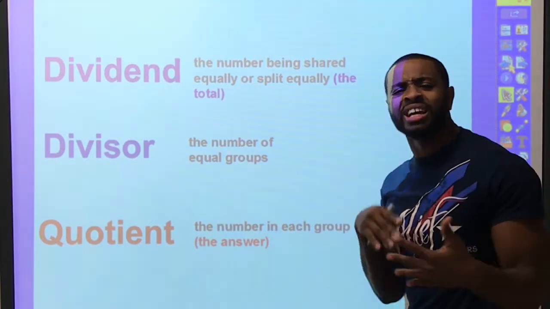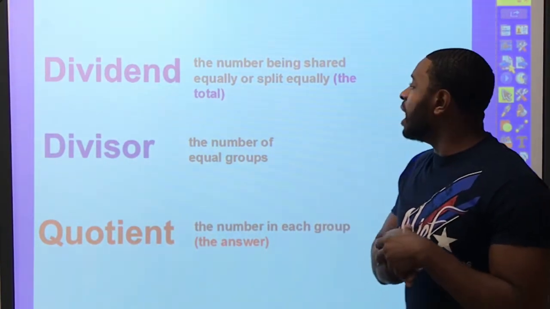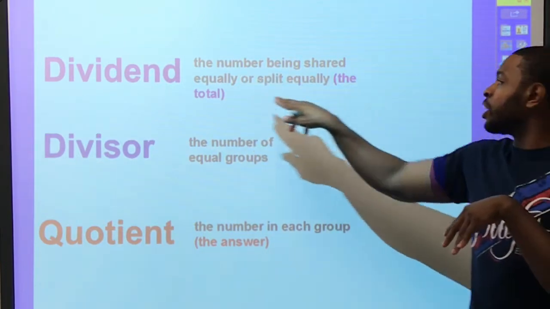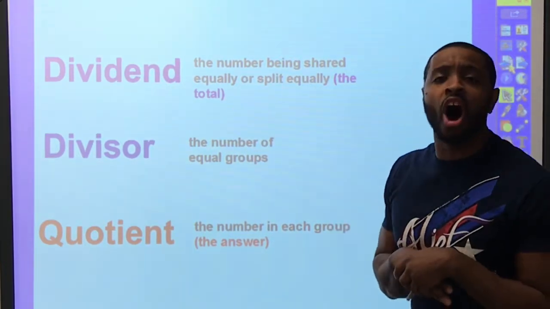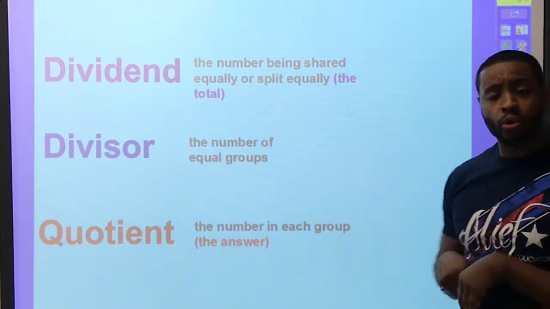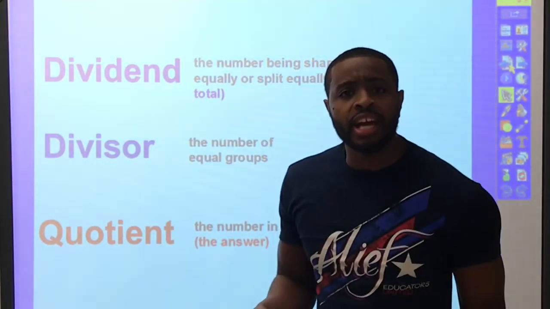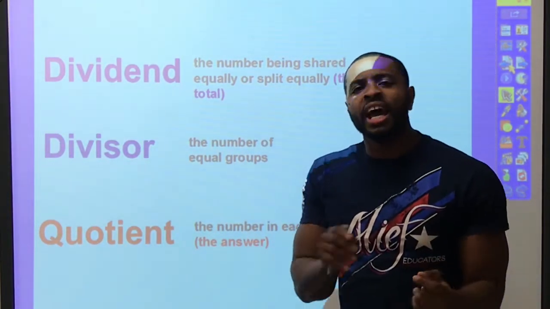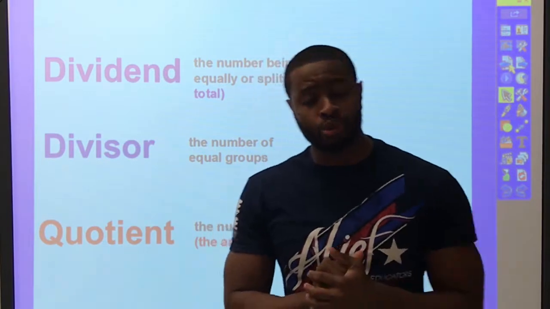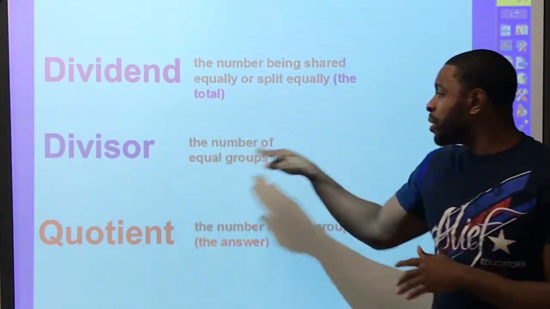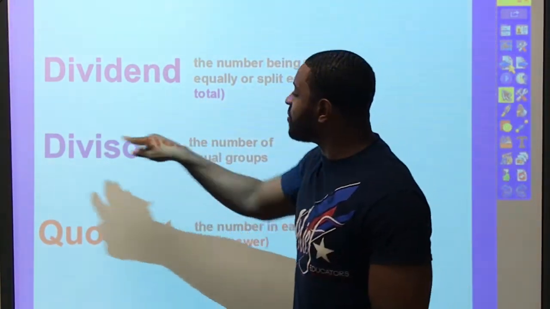What is a dividend? Let's take a closer look at that. A dividend is the number being shared equally or split equally, also known as the total. So we start with the dividend and we're going to take that dividend and split it into some equal groups. Well, the number of equal groups, we call that the divisor.